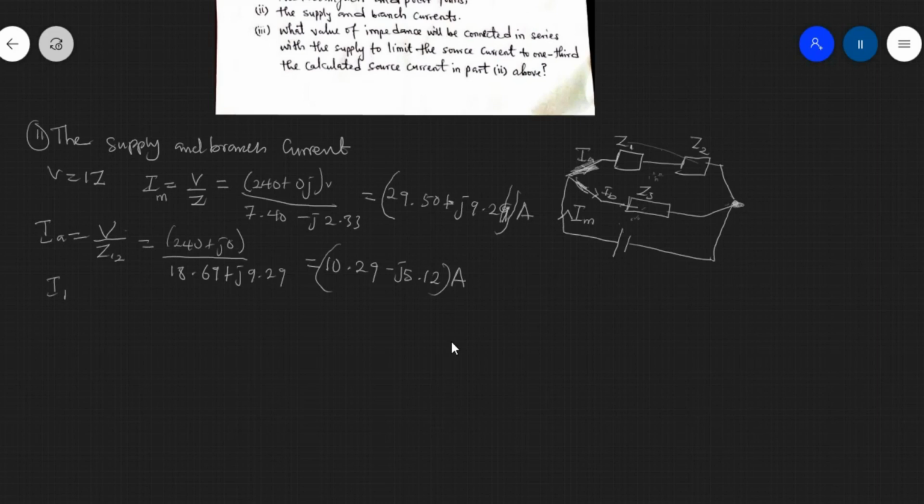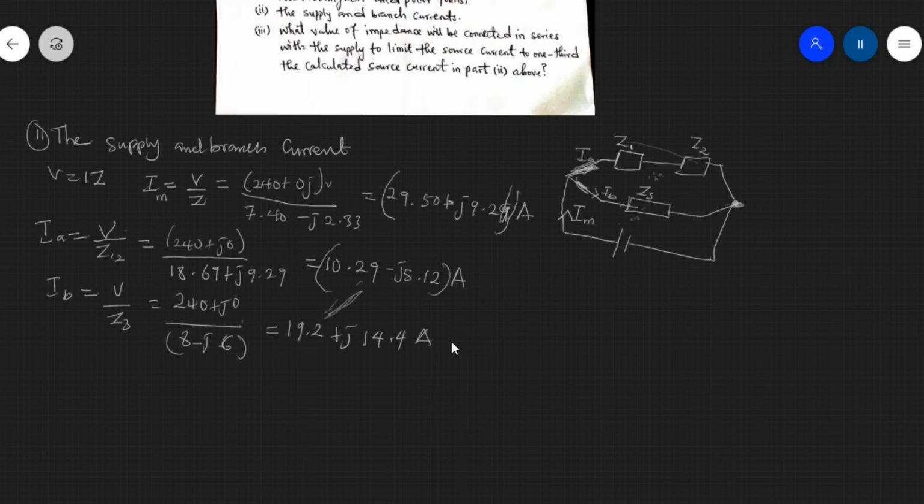So let's go to I current in B, the voltage over Z3, which is 240 plus j0 over the impedance offered by Z3, 8 minus j6. If you do the math quickly, it's going to give me 19.2 plus j14.4 ampere. Now if you add this up, you're going to discover it's 29 point something, which means you are correct.